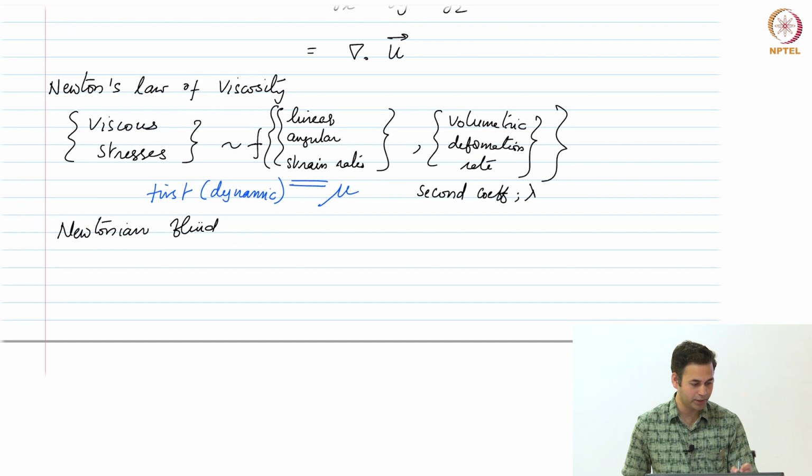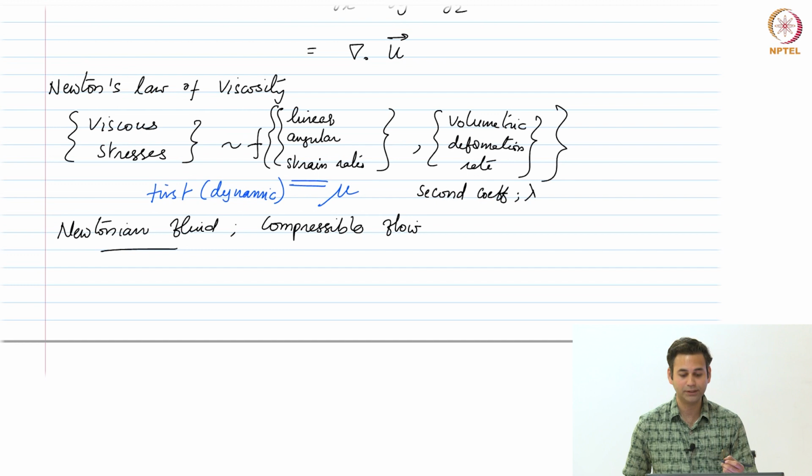So we have a Newtonian fluid, but the fluid is still compressible, right. We are still considering a compressible fluid, but a Newtonian fluid. Would that be possible? Or should a Newtonian fluid be always incompressible? Need not be, right. You can still have a compressible fluid and it could still be a Newtonian fluid, okay. So we are still looking at a compressible flow with the fluid behaving as a Newtonian fluid, so the viscous stresses are proportional to the linear deformation rates as well as the volumetric deformation rates, okay.